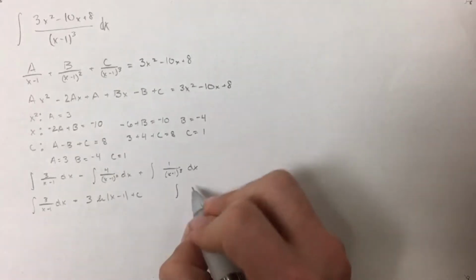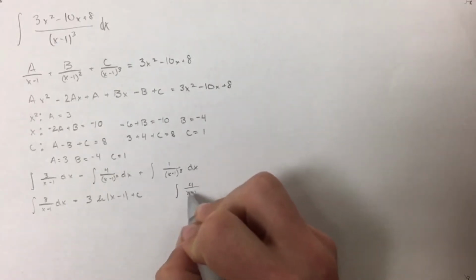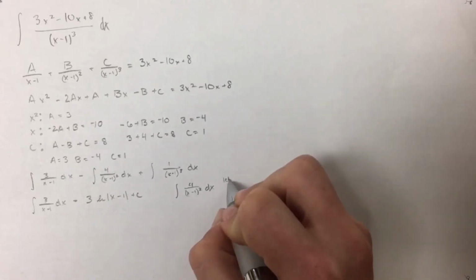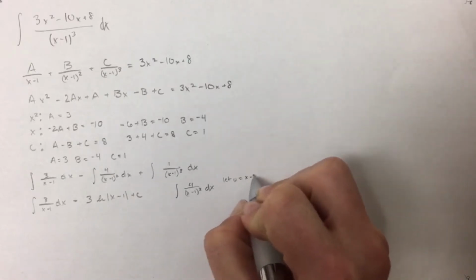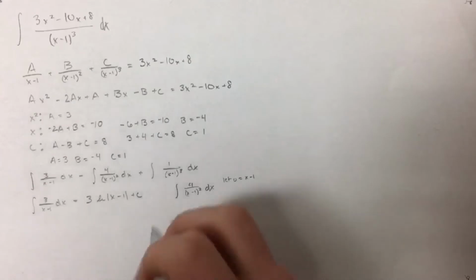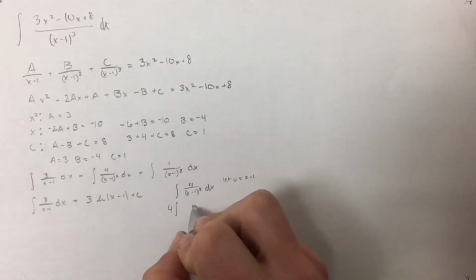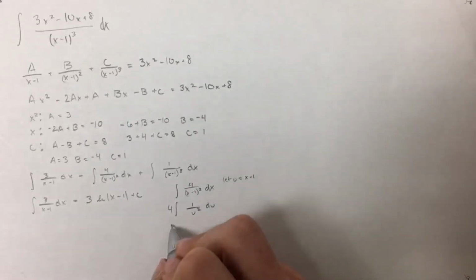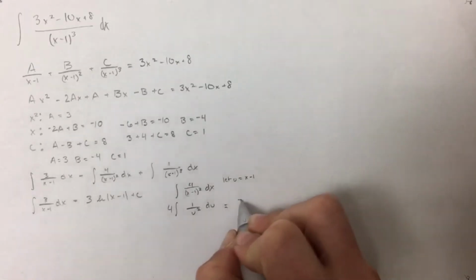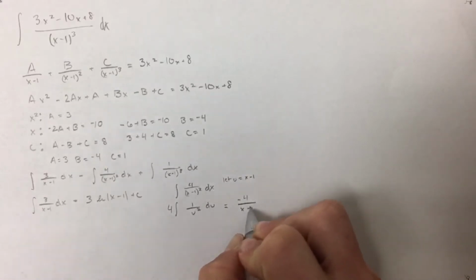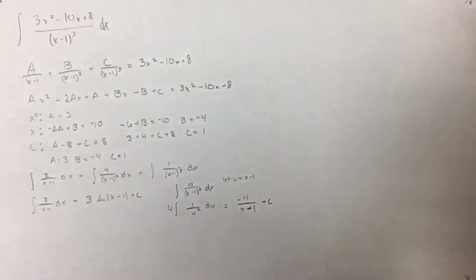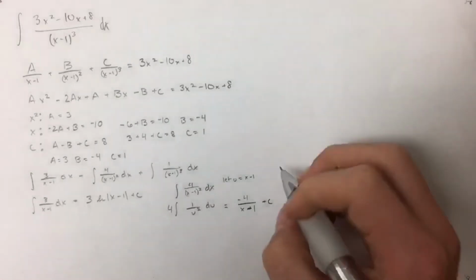Now our second one is going to be a little trickier, but it's pretty much a simple u substitution. We'll just let u equal x minus 1. You get 1 over u squared du, and we'll just set that equal to negative 4 over x minus, not plus, be careful with your signs, minus 1 plus c.